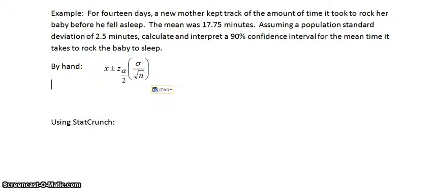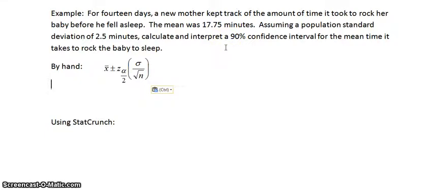Hi, so let's do an example of a z-interval problem. This is a problem from an old test that I gave where, for 2 weeks, a new mother kept track of the amount of time it took to rock her baby before he fell asleep. The mean is 17.75 minutes, and assuming a population standard deviation of 2.5 minutes, calculate and interpret a 90% confidence interval for the mean.